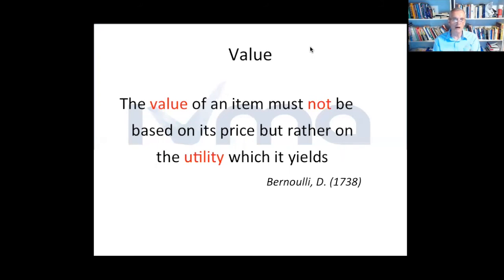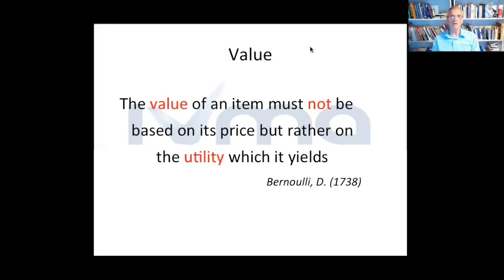Can we get this right? The value is not in its price, but in the utility which it yields. You've probably heard the saying a number of times. You might even know someone in this category, the person who seems to know the price of everything, but the value of nothing. The cost cutters out there are classic for this sort of behavior. Cut, cut, cut costs, lower the price, but the value goes out the window. The value may be very significantly reduced.